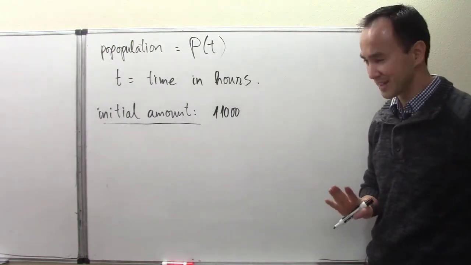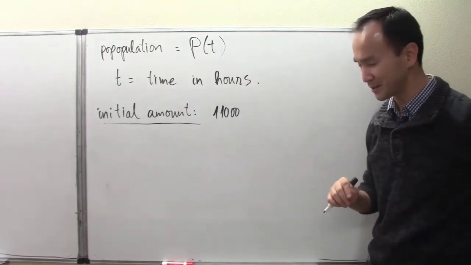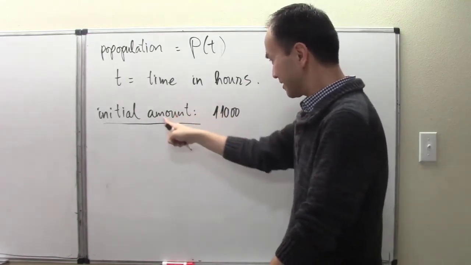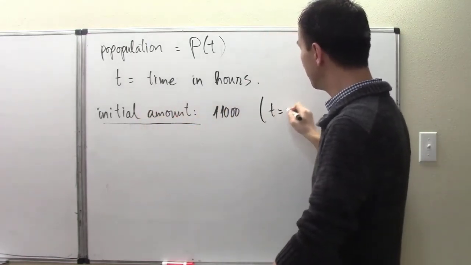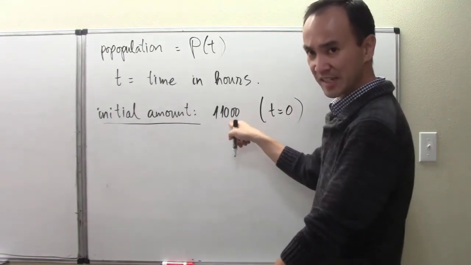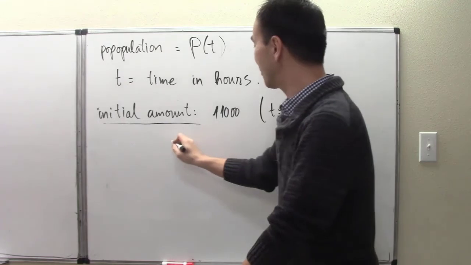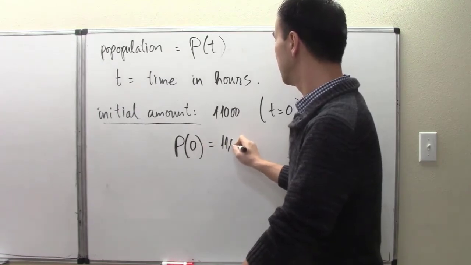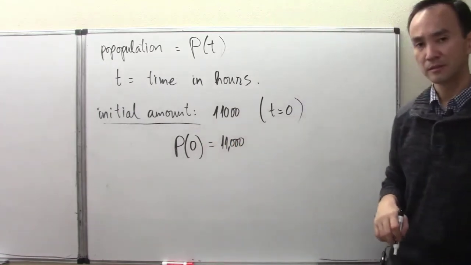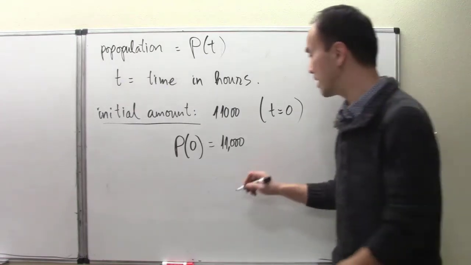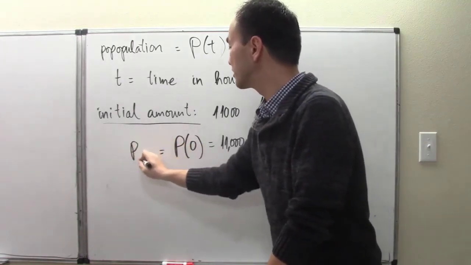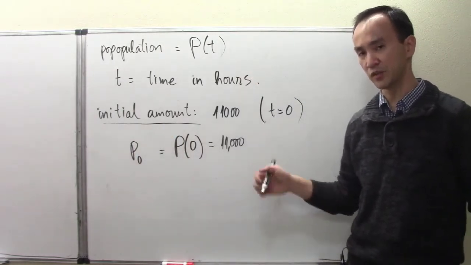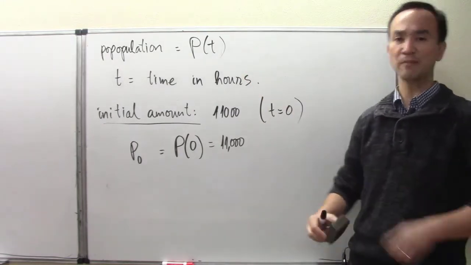Just like how I explained in problem 1 earlier, this initial amount means time equals 0. In the concept of this function, it also means P of 0 equals 11,000. Another notation is P sub 0, very commonly used among the mathematicians or scientists who work with these exponential function applications.